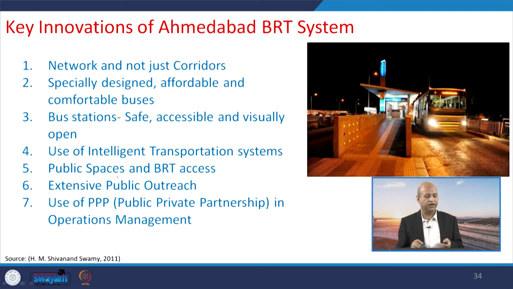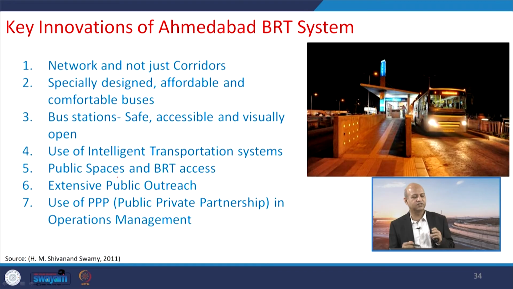Then, the network and the corridors. It is not only the corridors; you have given one corridor as dedicated, but the network is very important. In that sense this Ahmedabad BRTS system is very good, because it connects from one milestone to another and one feeder system to another in a good integrated network way.